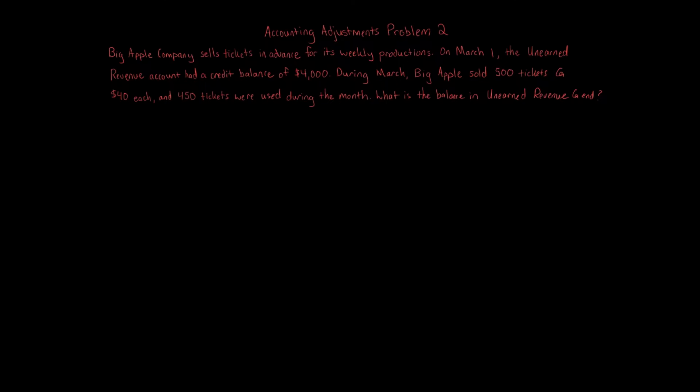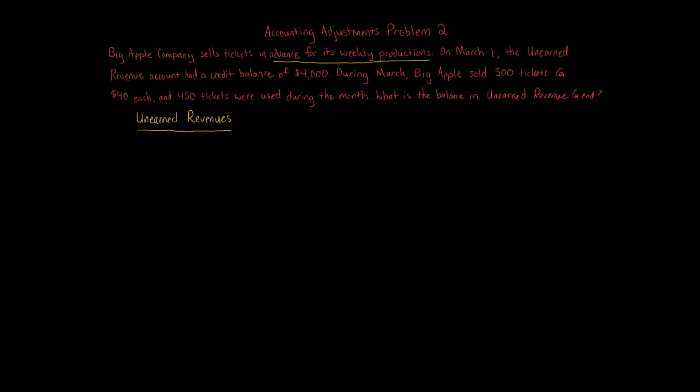When looking at the four major types of adjustments, this is an example of unearned revenues. The other types include prepaid expenses, accrued revenues, and accrued expenses. The idea here is you've got a Big Apple company, a play production company, and they do weekly productions. They sell tickets in advance.